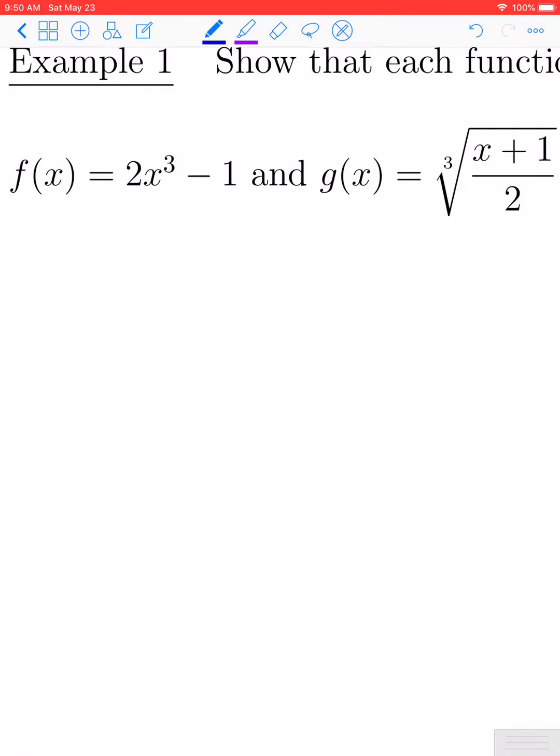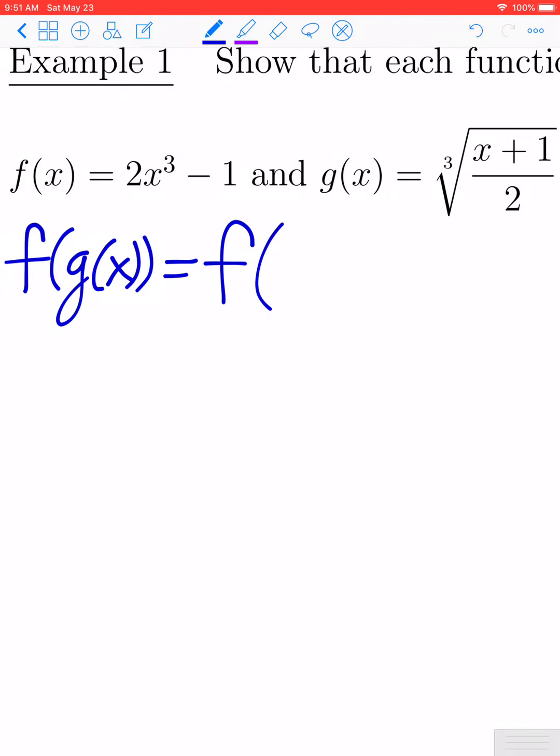In example 1, we're asked to verify that two functions are indeed inverses of each other. In order to do this, what we need to do is check the two compositions and show that the two compositions would both return x. So let's begin by doing f composed with g of x. This is going to be f of g, which is the cube root of (x plus 1) divided by 2.